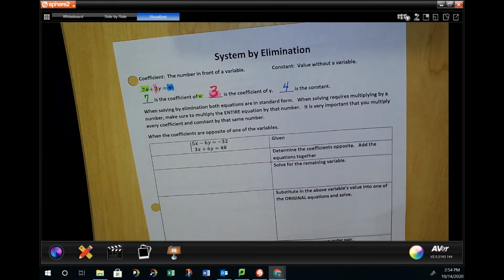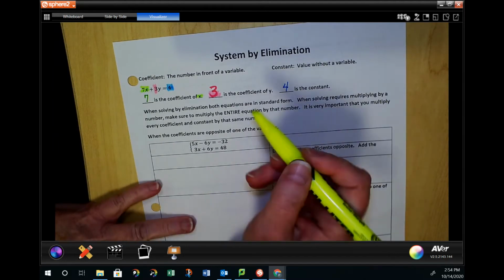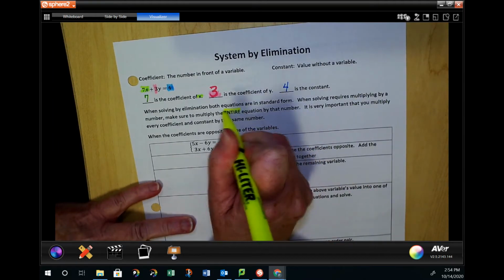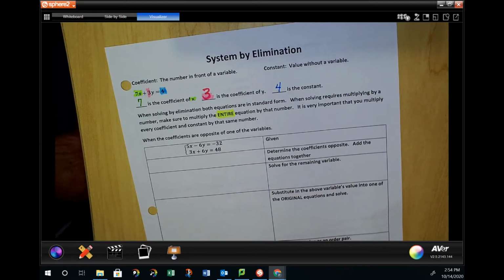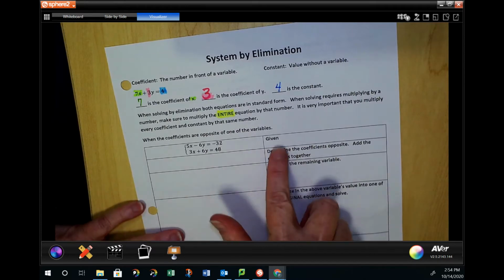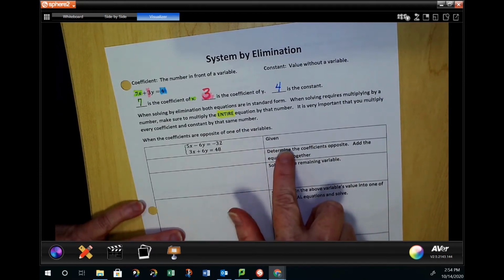When you do that, you have to make sure you multiply by the entire equation. Notice that I put "entire equation" capitalized, like a highlight. You make sure you do the entire equation. I've been doing this job for a long time, and that's the most common mistake students make: they don't multiply the entire equation. So I give you step-by-step instructions right here.